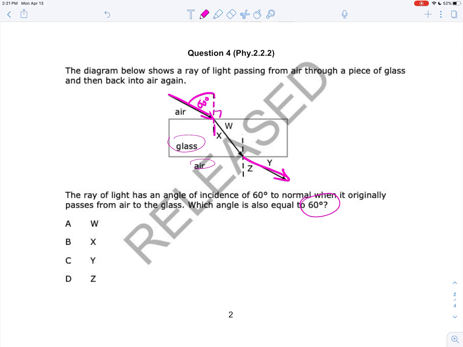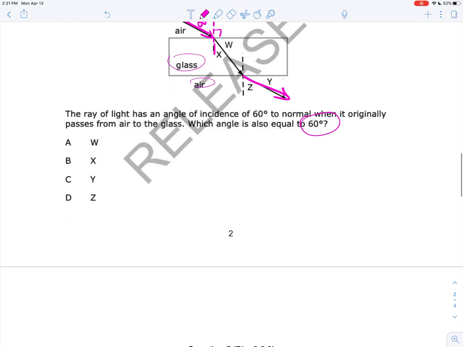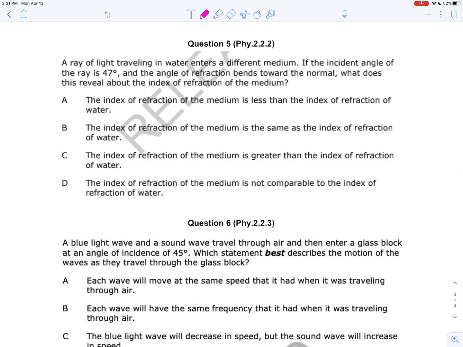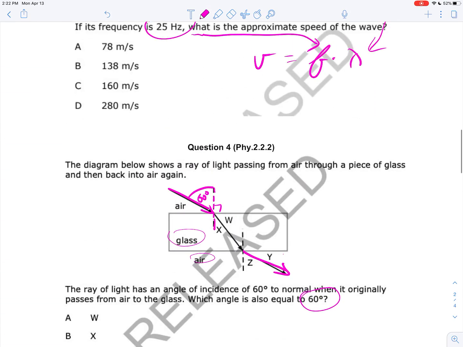And I think just looking at the diagram and being logical about it, what's going to have the same size as 60 degrees? Is it W, X, Y, or Z? Number 5. A ray of light traveling in water enters a different medium. If the incident angle of the ray is 47 degrees and the angle of refraction bends towards the normal, what does this reveal about the index of refraction of the medium? I'm going to use this diagram for question 4.